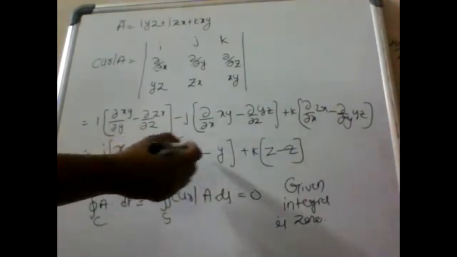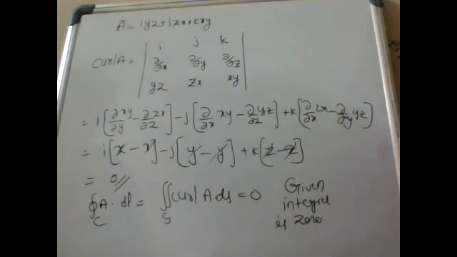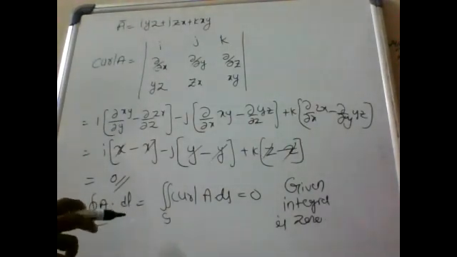Here plus x minus x, here plus y minus y, here plus z minus z. This is the curl A value. After that, by Stokes theorem, we know that line integral equal to surface integration. So integration A dot dl equal to surface integration curl A dot dS equal to 0. So from this, given integral is 0.